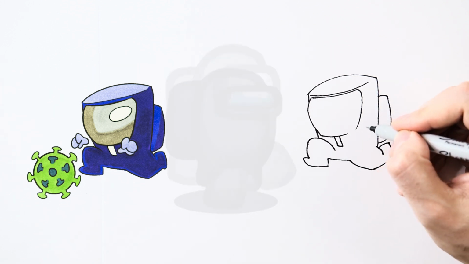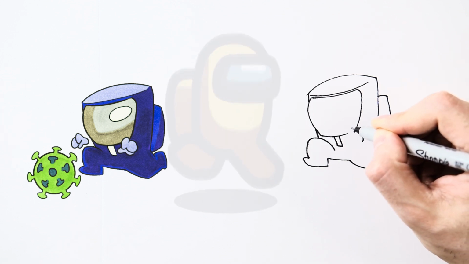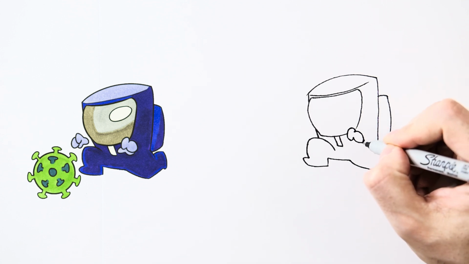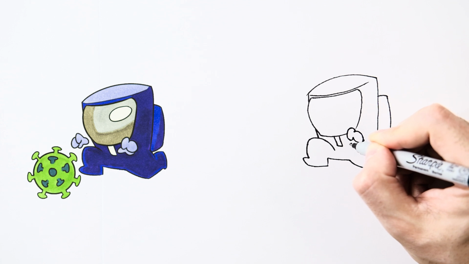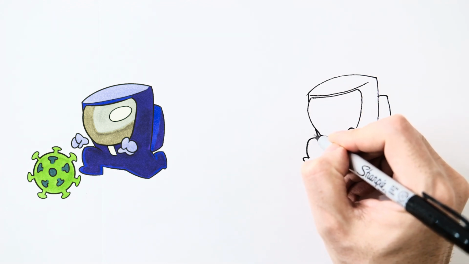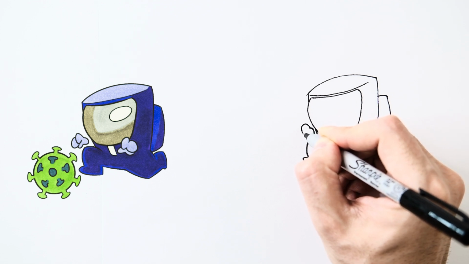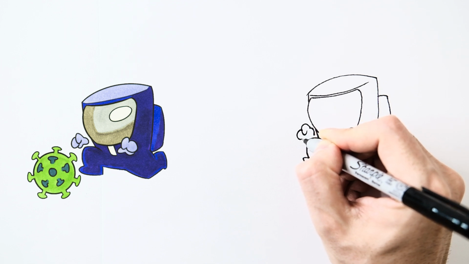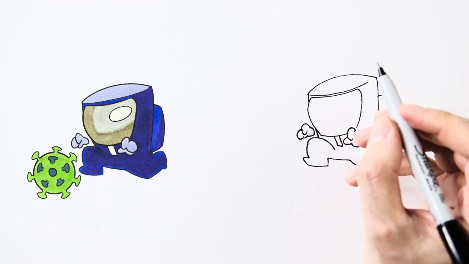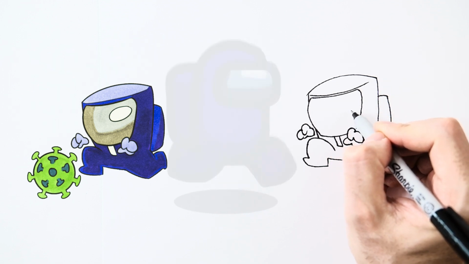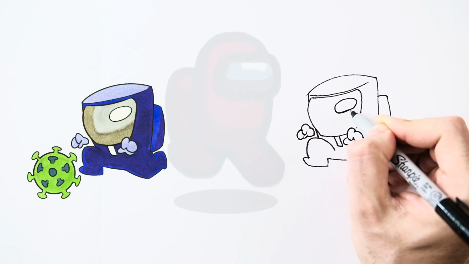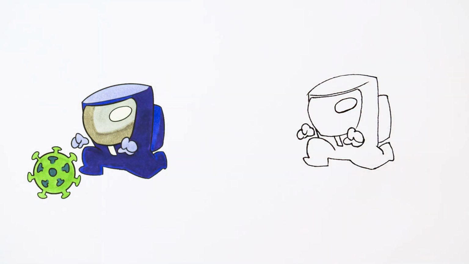So his hands are shaped like popcorns. So let's do it like this. These are his hands, and the last part is his visor's spot. It is shaped like a bean. There you go. So this is the Among Us character.